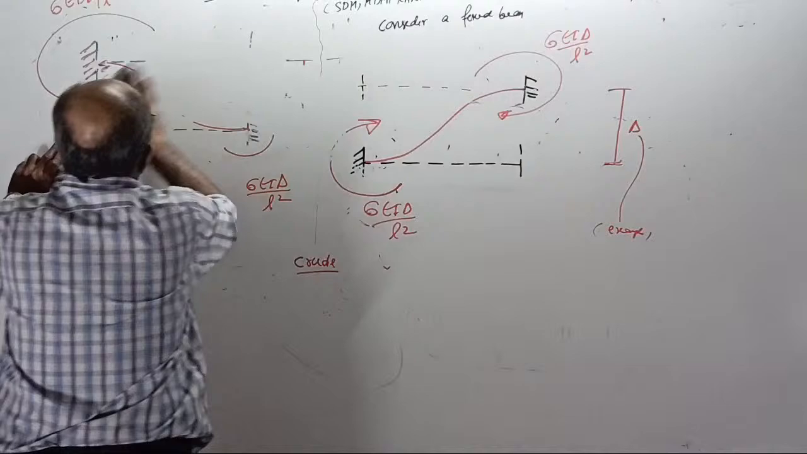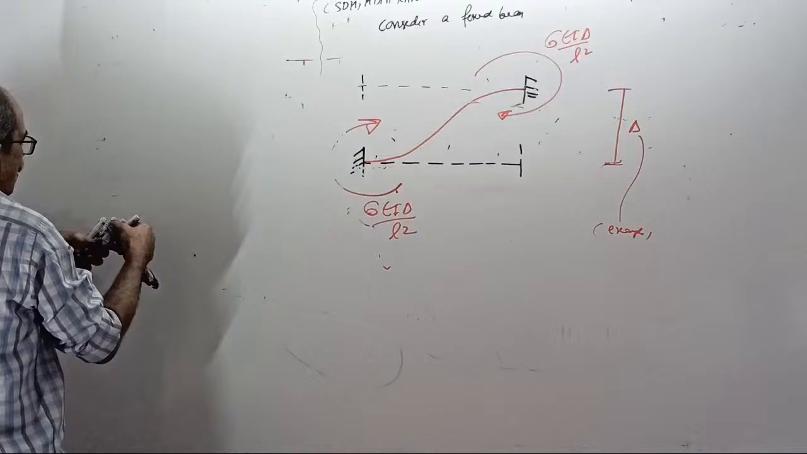I'll remove this one now. I'll put it here so that when I go to the crude method or easy method, everything is clear. See, I'll do one thing.